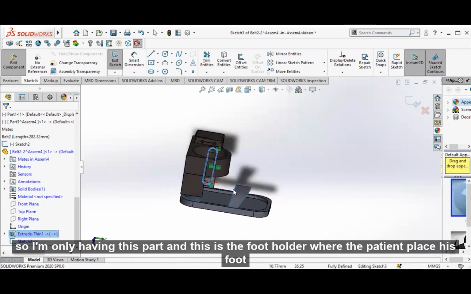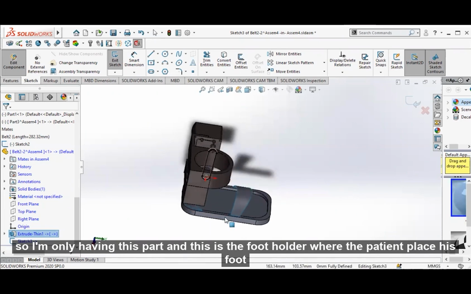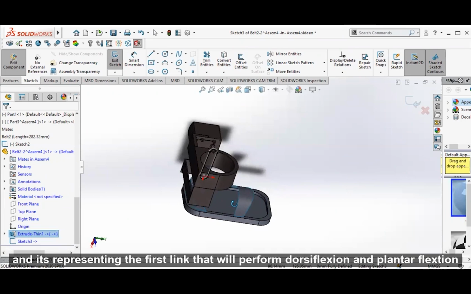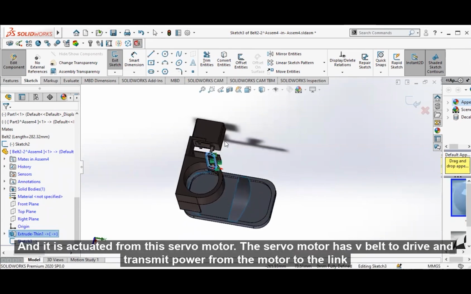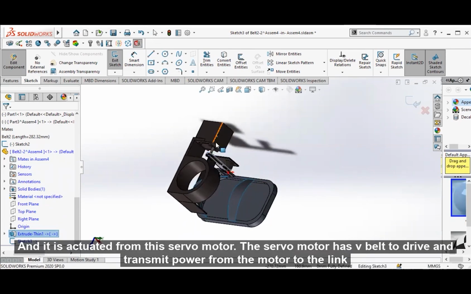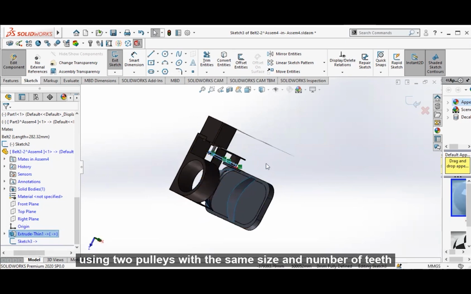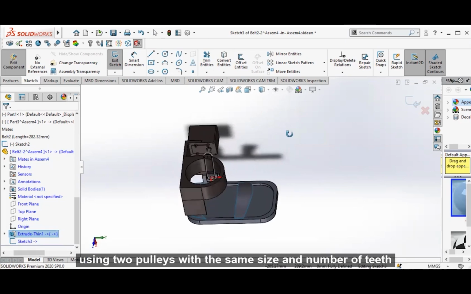So this is the foot holder where the patient will place his foot, and it's actually the first link, which is the moving link that will perform dorsiflexion and plantar flexion, and it's actuated from this servo motor, and the servo motor has V-belts to drive and to transmit power from the motor to the link, using 2 pulleys with the same size and the same number of teeth.